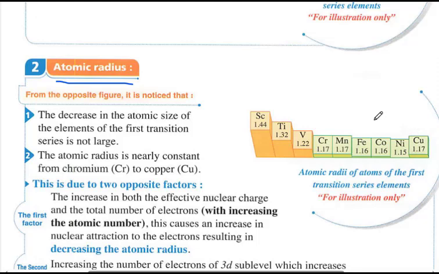But we have to take into consideration, because of the exam questions, that the first two, chromium and manganese, and the last one, copper, have the same size, 1.17 angstrom. Angstrom is a measuring unit, equal to 10 to the power minus 10 of a meter.